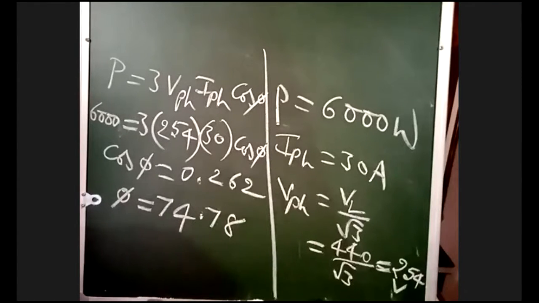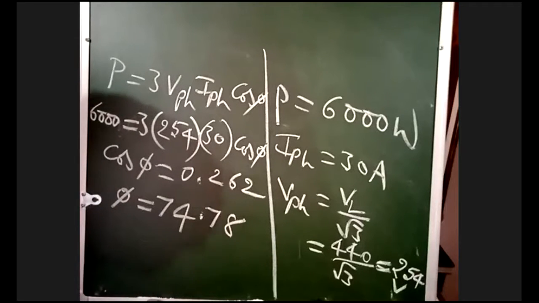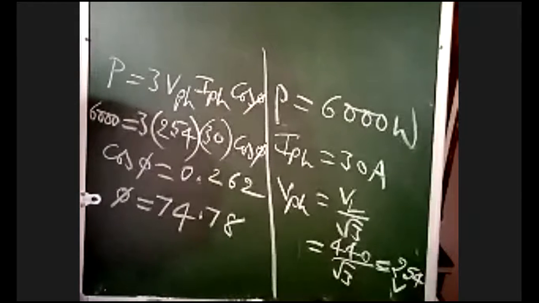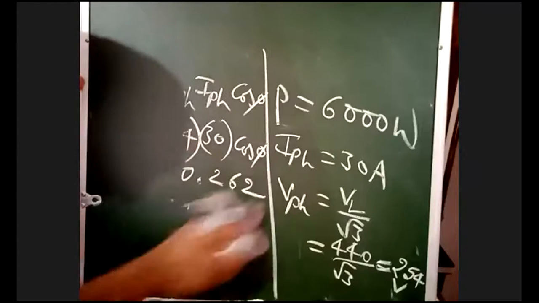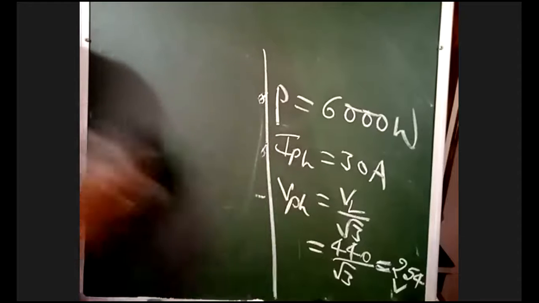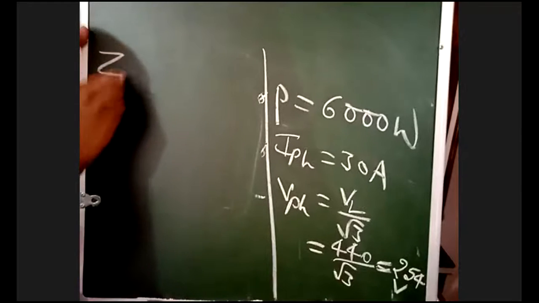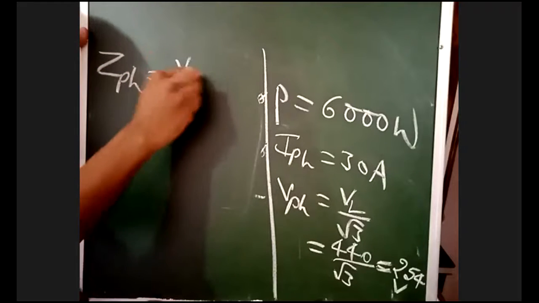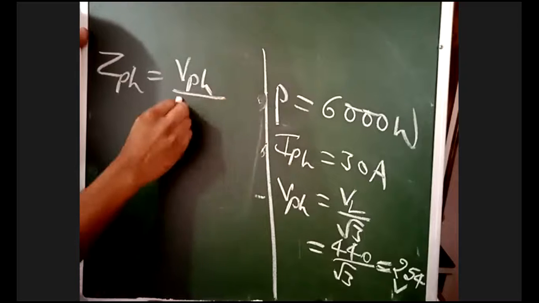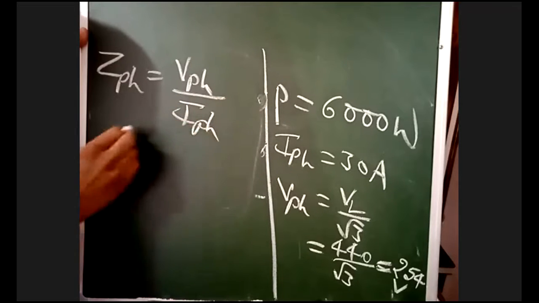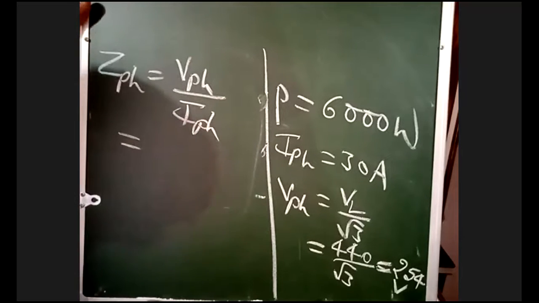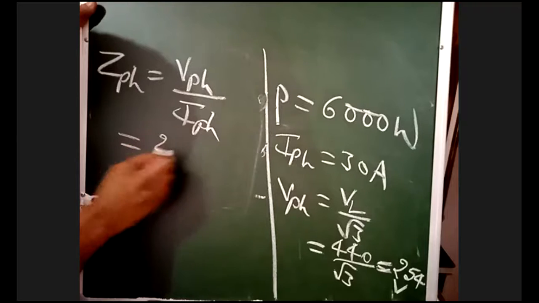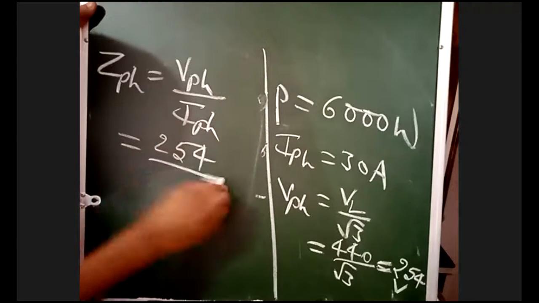74.78. Okay. If everybody is getting this answer, this will be right. Now see here. Now I will determine Z phase. Z phase is equal to V phase by I phase. Your V phase is 254. Your I phase is 30.